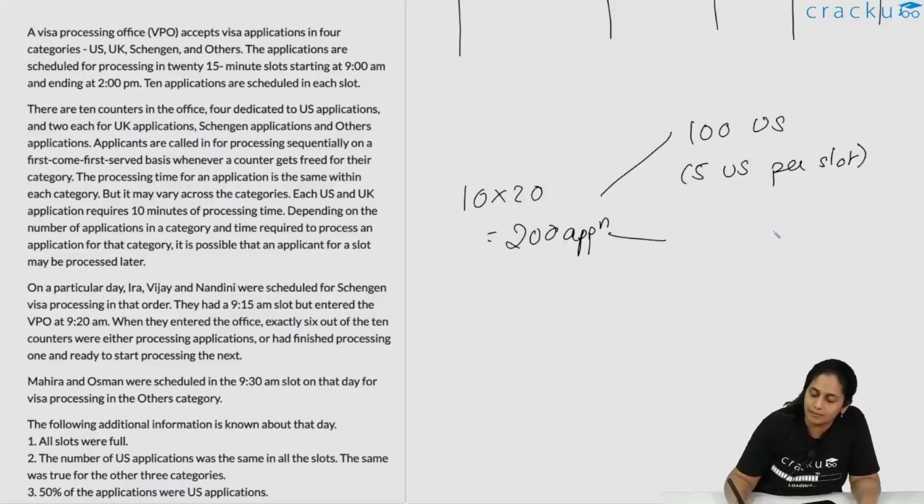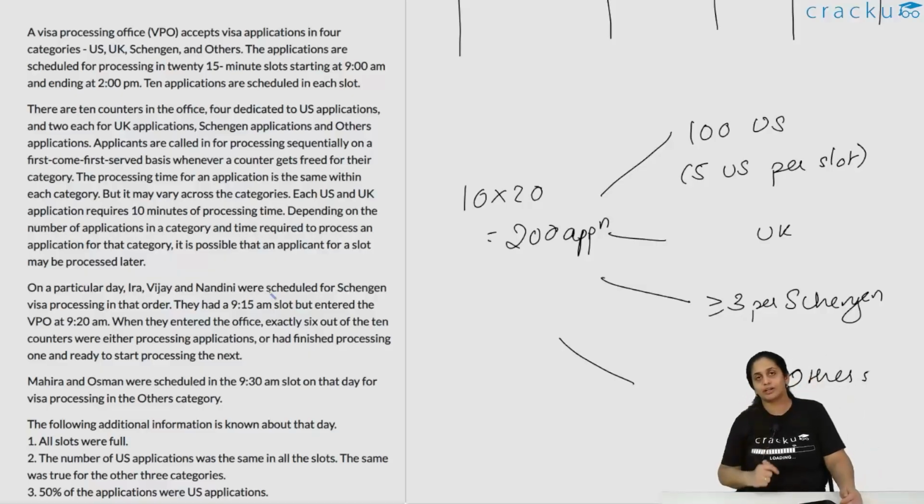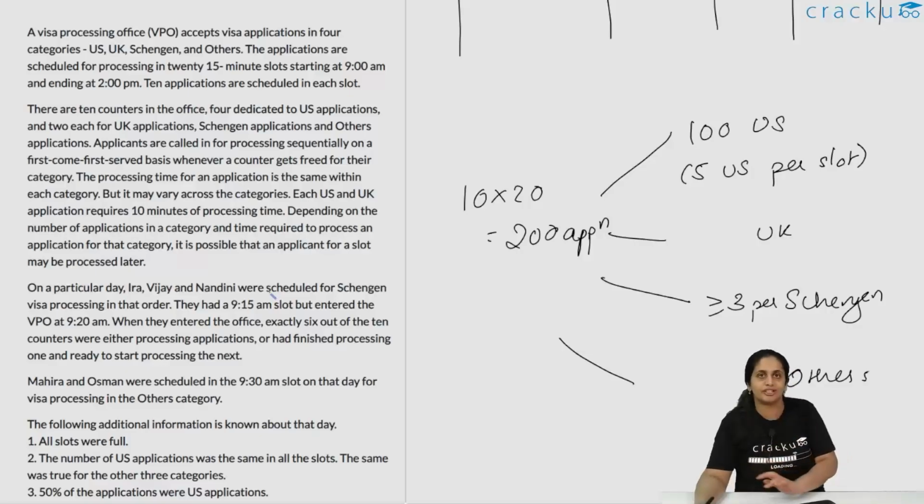Now there'll be some for UK, there'll be some for Schengen and then there'll be some for others. We know that for Schengen visa, Ira, Vijay and Nandini were scheduled for the same slot, which means that at least 3 people are scheduled for the same slot for Schengen. So the number of applicants per slot for Schengen is greater than or equal to 3, because Ira, Vijay and Nandini were at least scheduled in the same slot. There might have been a 4th person or a 5th person in their slot, but at least 3 were scheduled for the same slot. So there is at least 3 per slot for Schengen.